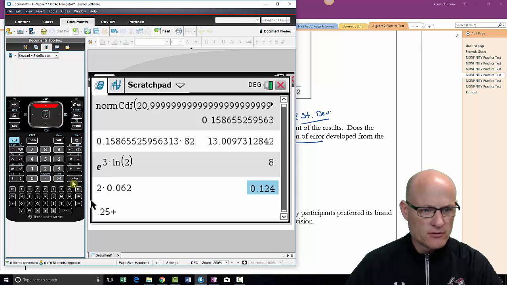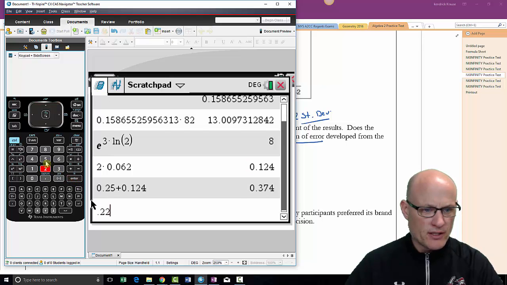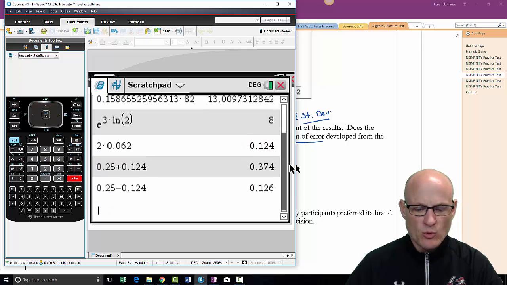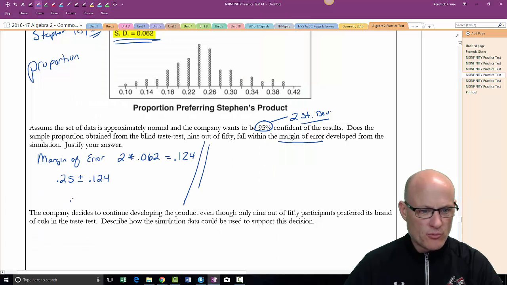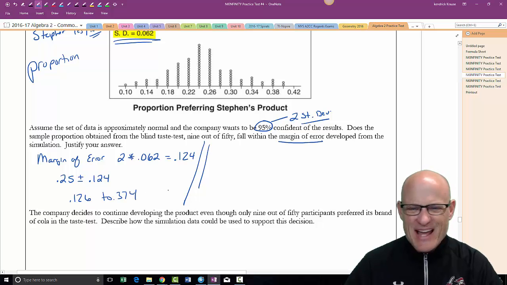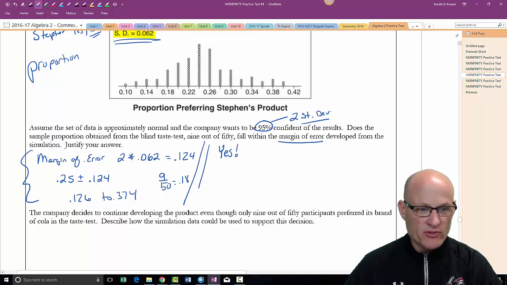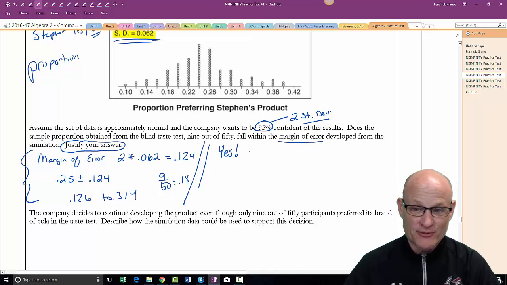0.25 plus and 0.25 minus. So 0.126 to 0.374. And what is 9 out of 50? Well, 9 out of 50 is really 18 out of 100, right? So that's 0.18. So the answer is yes. Now, this is our work, but we still got to justify our answer. So we've got some math to justify.